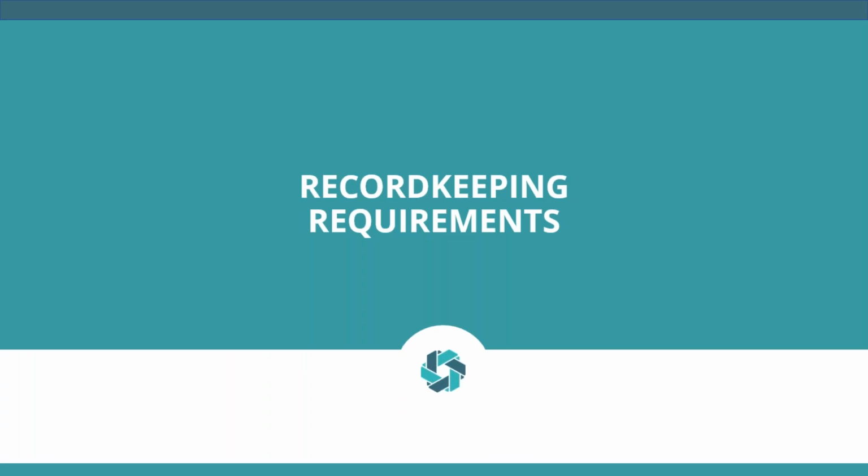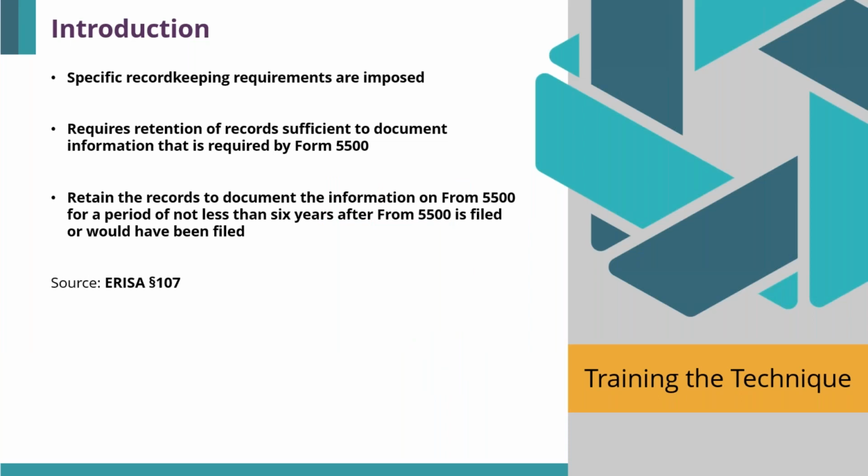Record keeping. This is a very common question I get. How long do I have to keep my records for my ERISA plan? Specified record keeping is required, which requires retention of records sufficient to document information that is required for filing Form 5500. Basically, you must retain the records to document information on Form 5500 for a period of not less than 6 years after it was filed. So I advise my clients to keep that information, any claims information or any information about the ERISA plan, for at least 7 years.